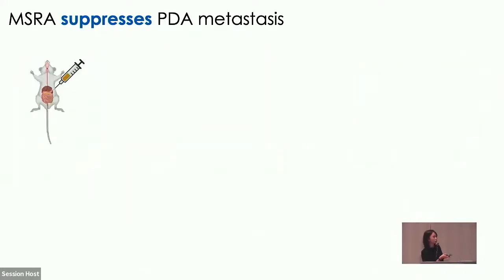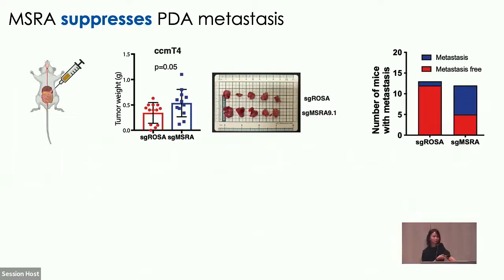And so like everyone else, we did the obvious experiment. We performed orthotopic transplantation of tumor organoids that are proficient or deficient of MSRA. And we asked what happens to primary tumor burden 5 weeks after transplant. The result was a little bit disappointing initially because we saw that comparing the two groups, there was no statistically significant difference in primary tumor burden. However, what was very striking was that loss of MSRA very dramatically increased the incidence of metastasis.